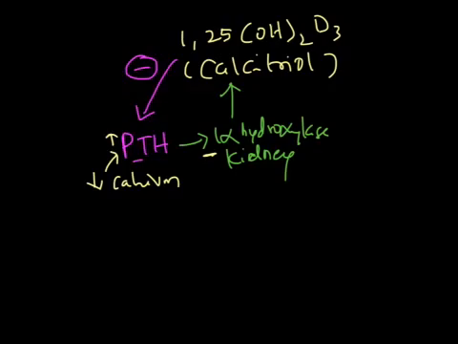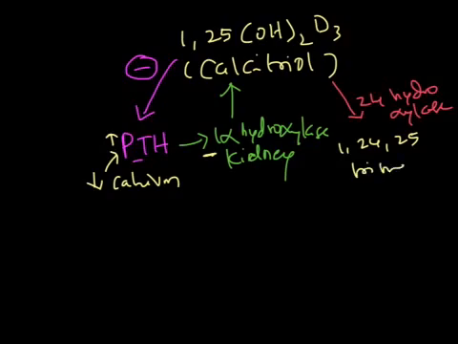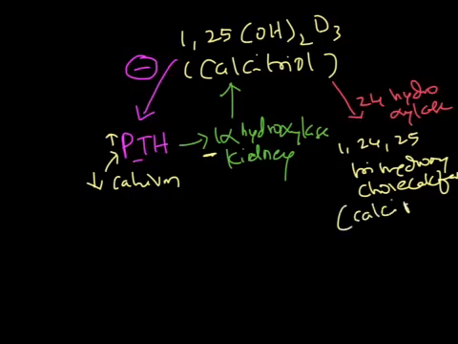Now let's see the other regulatory points related to 1,25 dihydroxycholecalciferol. It is regulated by another enzyme called 24 hydroxylase, which is expressed in most of the tissues, especially in the liver. This 24 hydroxylase is going to convert 1,25 dihydroxycholecalciferol into 1,24,25 trihydroxycholecalciferol, which we call calcitroic acid.